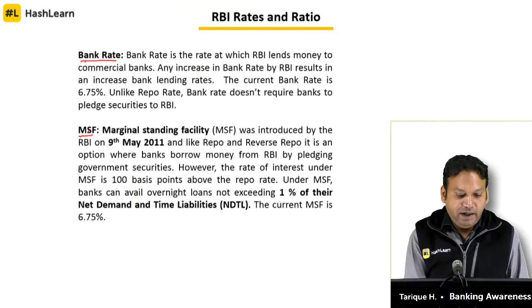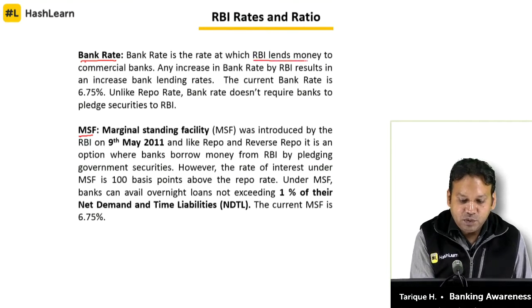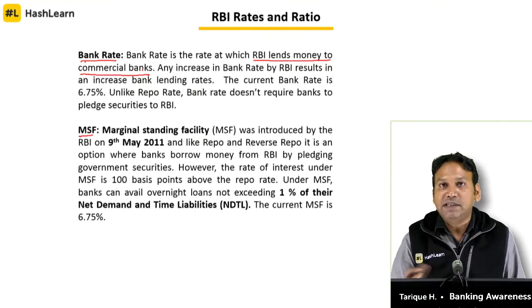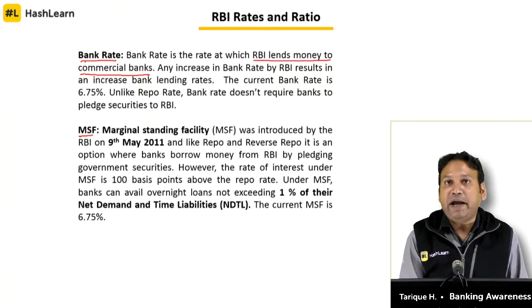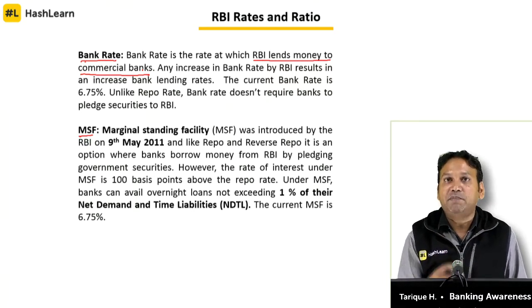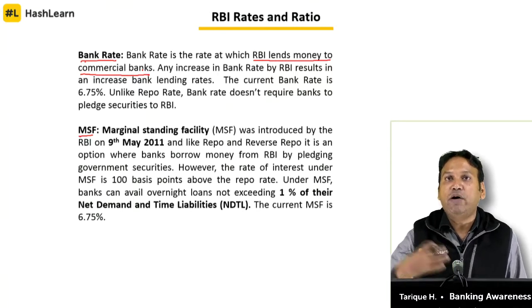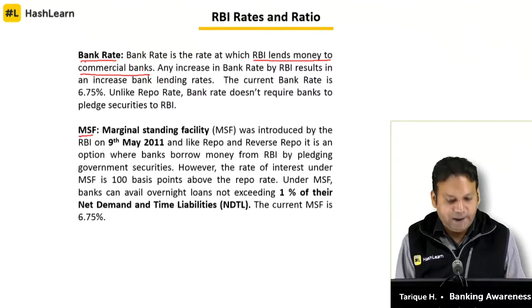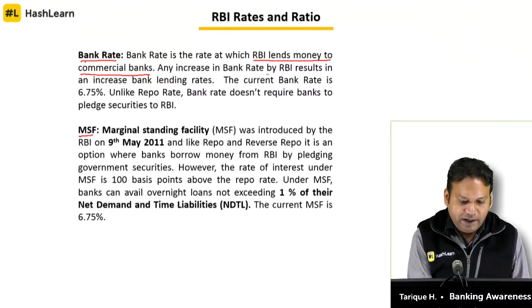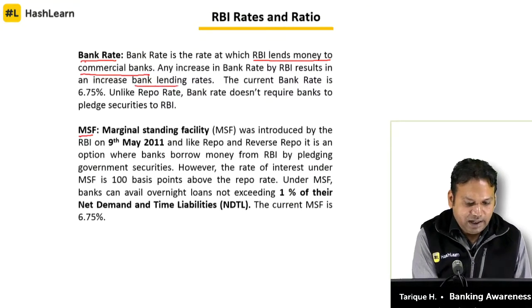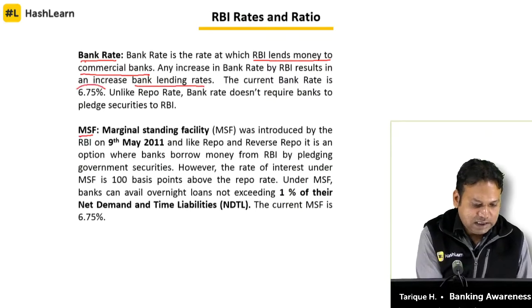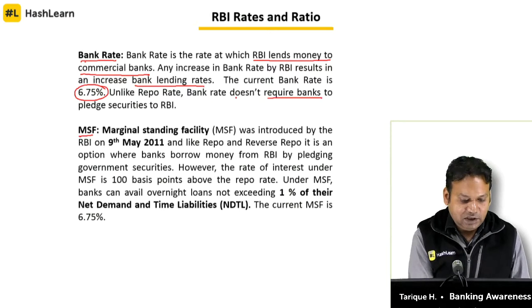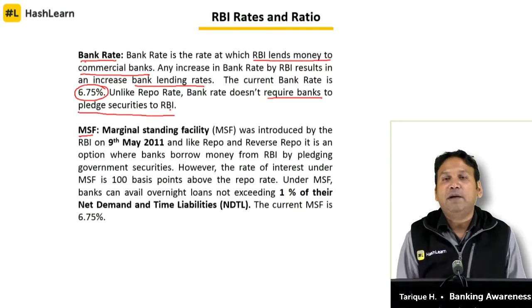So bank rate is a rate at which RBI lends money to commercial banks, but यहाँ पे pledging और selling government securities are not required. Usually bank rate is a rate at which banks borrow money from RBI for a longer duration, whereas repo rate is for shorter duration, overnight to 1 day. Any increase in bank rate by RBI results in an increase in bank lending rates. The current bank rate is 6.75%. Unlike repo rate, bank rate does not require banks to pledge securities to RBI. तो ये मेन फर्क है.